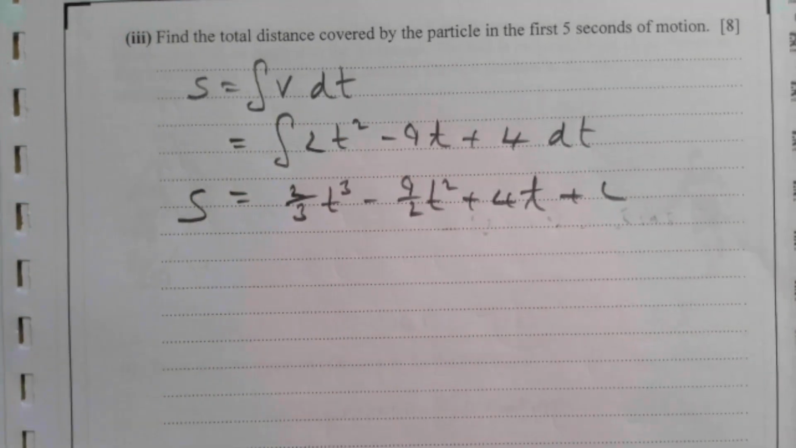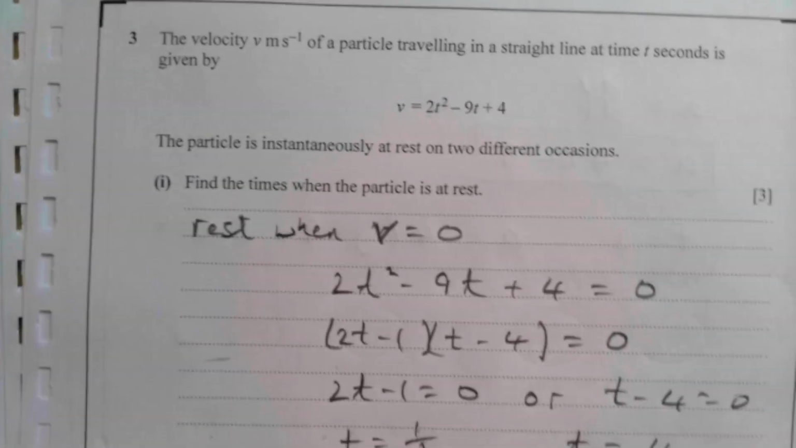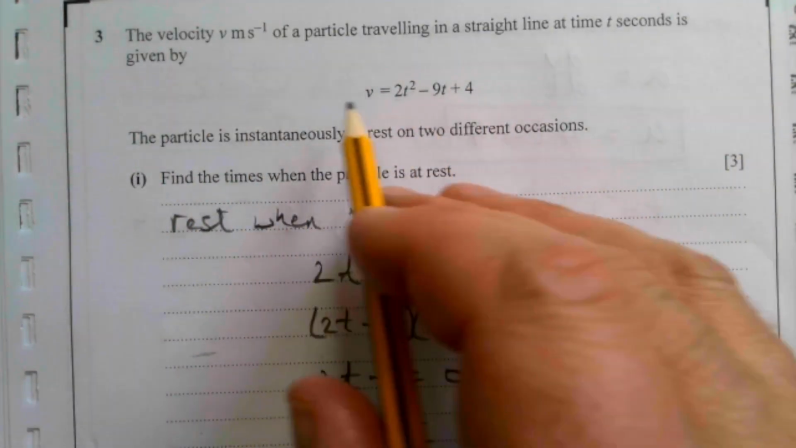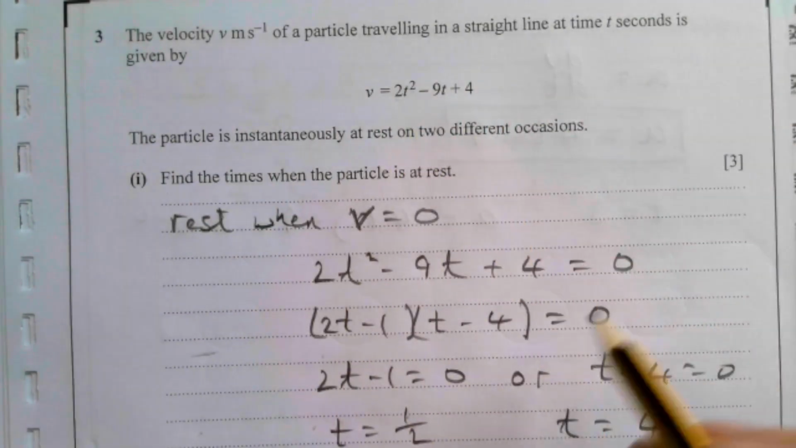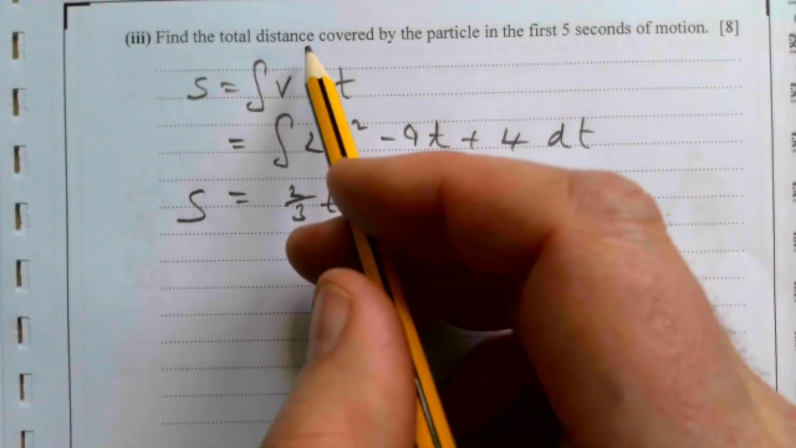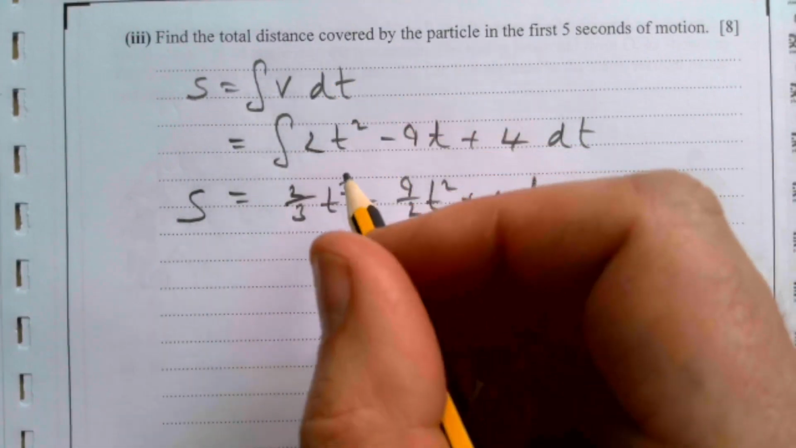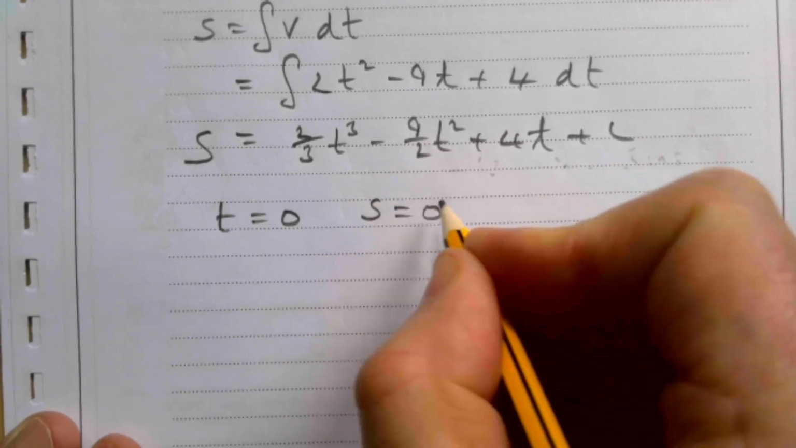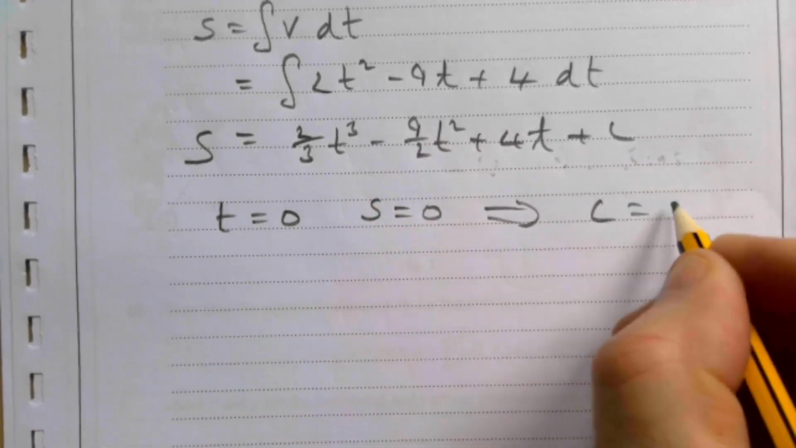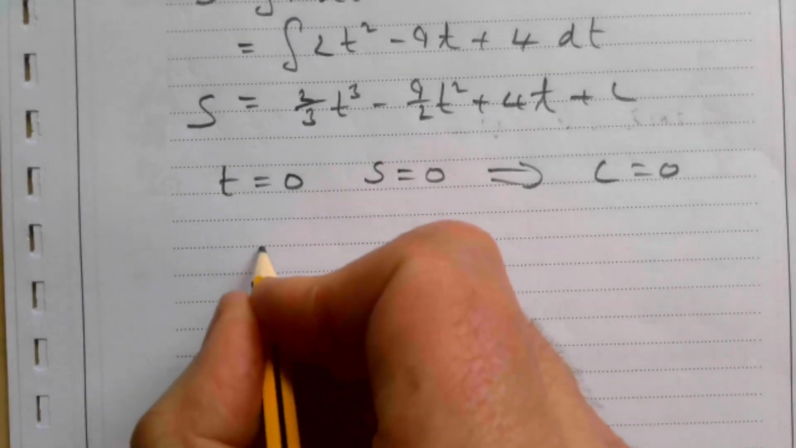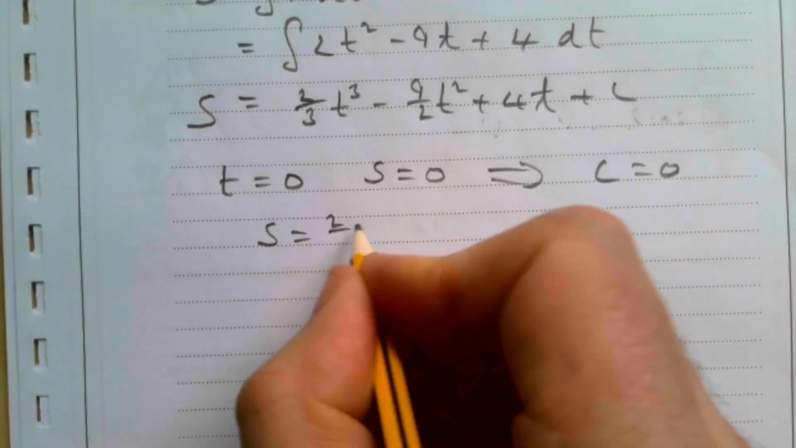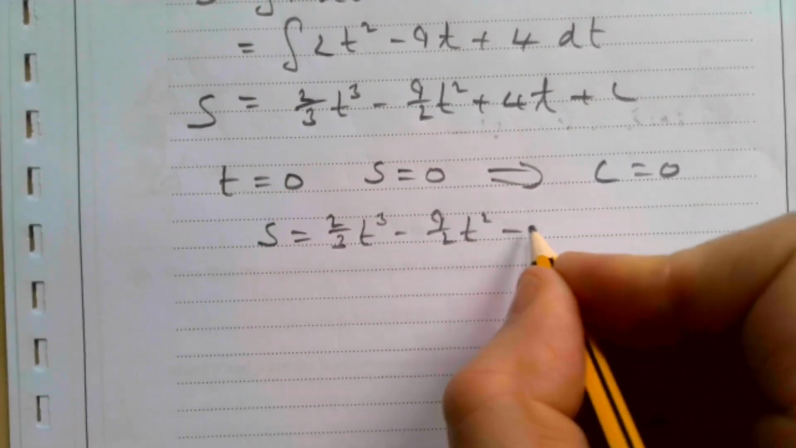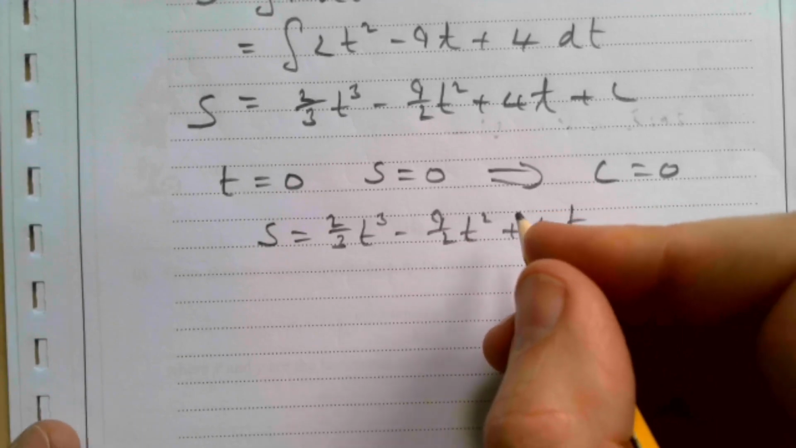Let's see if it gives us any information at the start, but I think we can see that c is 0. Whenever time is 0, it is at 0, because that will give us the distance travelled then from 0 to 5. So that means when t is 0, s equals 0, and that gives us c is 0. So we can safely assume then our formula is 2 over 3 t cubed minus 9 over 2 t squared plus 4t.